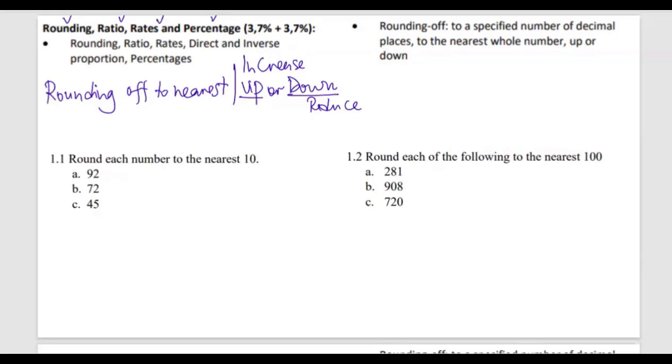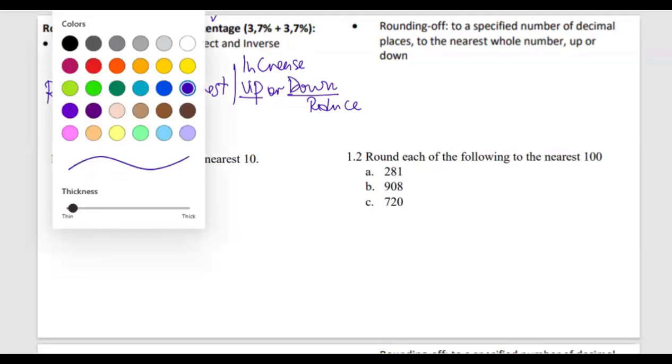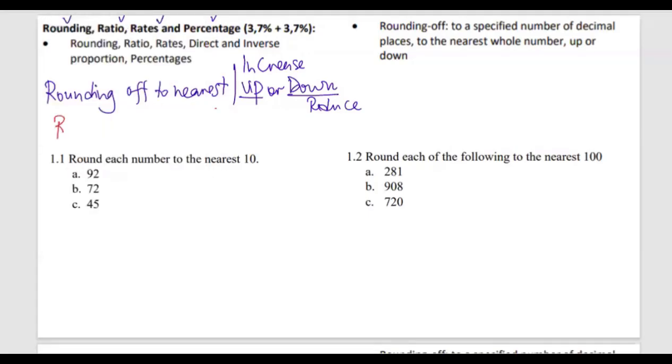Example. They are telling us, round off to the nearest whole number.